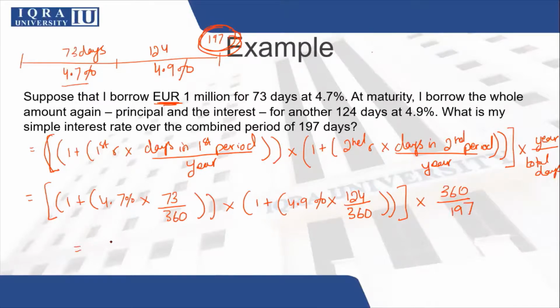If you solve this, you should get 0.04855 and multiply it by 100, so 4.855%. You can do it for as many periods as there are. So if there's a third period, you'll incorporate a third period over here and so on. But it has to be within a 1 year period.